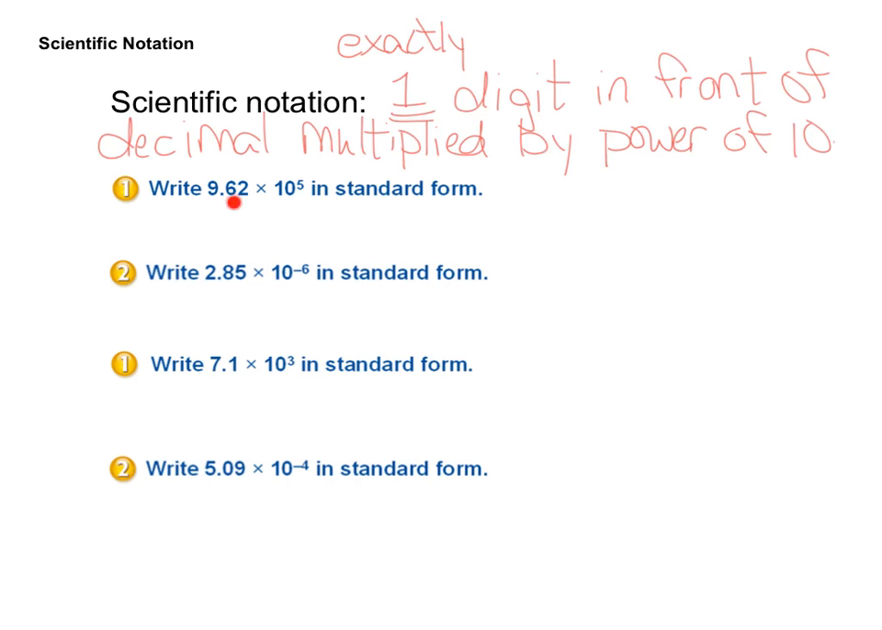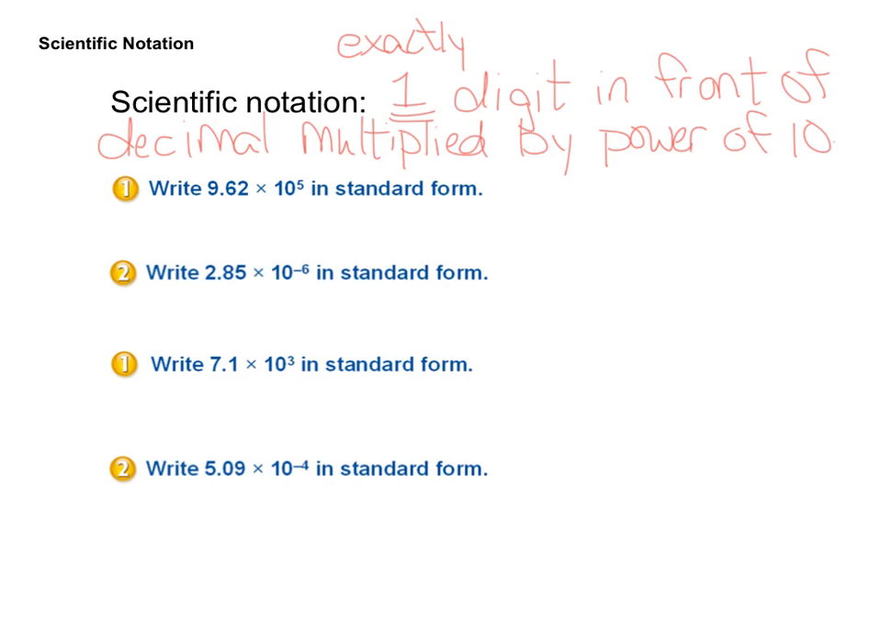So you see here 9.62. One digit in front of the decimal, and it's multiplied, and we will use the little times symbol. We don't use that much anymore, but in scientific notation we do. So times a power of 10. One digit in front of the decimal, there's the rest of the number, times, using the little times symbol, the little x, a power of 10.